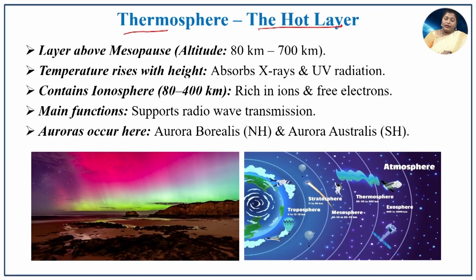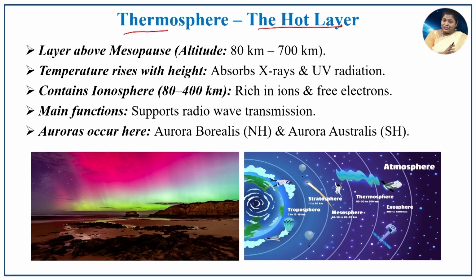The layer above the mesosphere is the thermosphere. The height of this thermosphere is 80 km to 700 km. The temperature rises with the height. In the mesosphere, the temperature decreases. Here in the thermosphere, the temperature again increases. And in this sphere, what happens? It absorbs the X-rays and it absorbs the UV radiation. It contains the ionosphere that ranges from 80 to 400 kilometers. It is rich in, as the name itself implies, ions and free electrons.